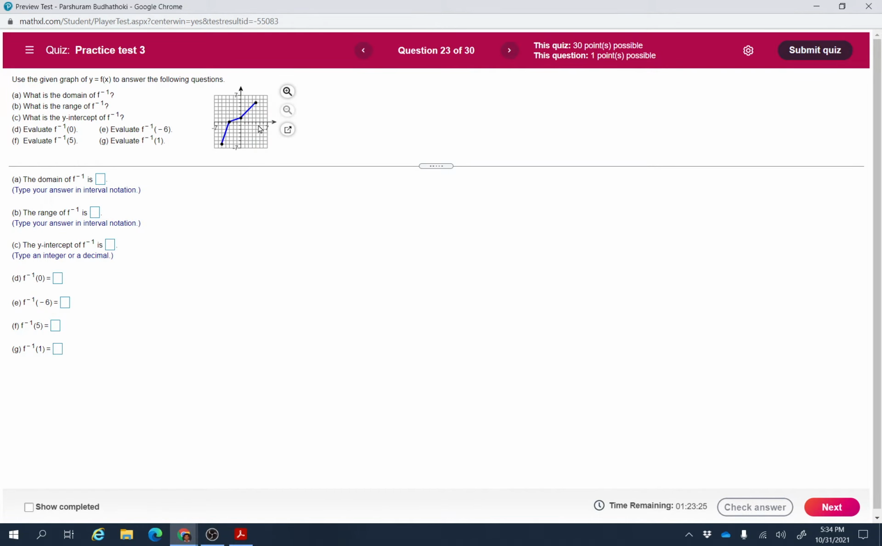Again, to answer this question, you just have to play with that inverse thing. So I'm going to skip this. This is very similar to the previous problem.